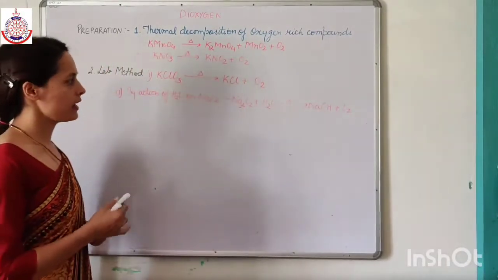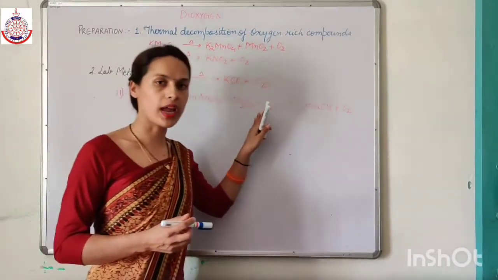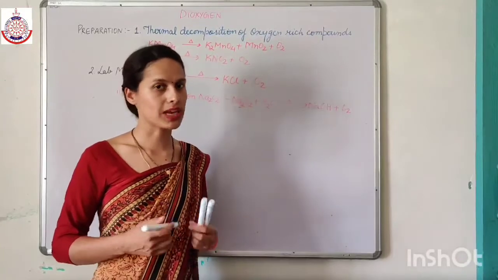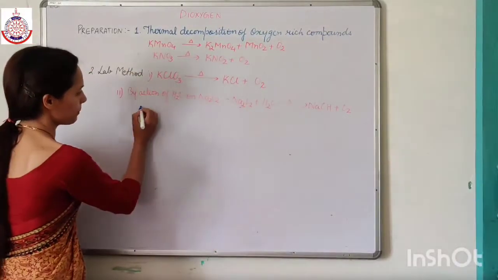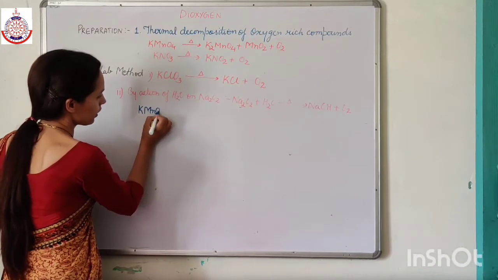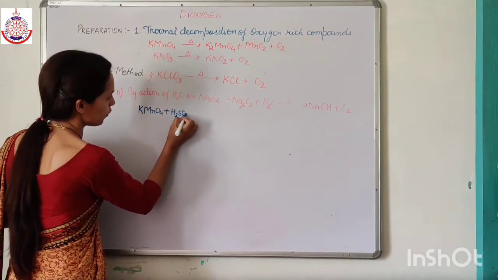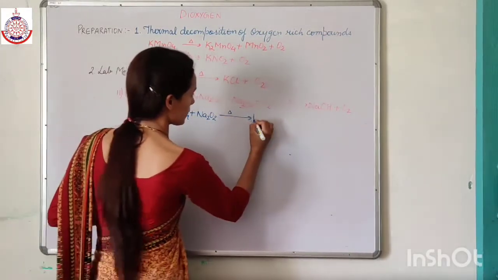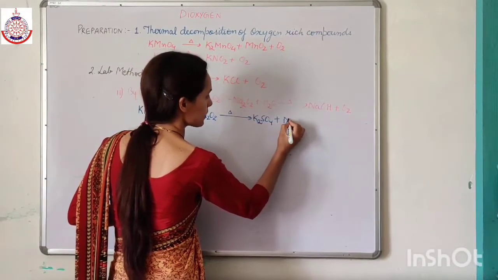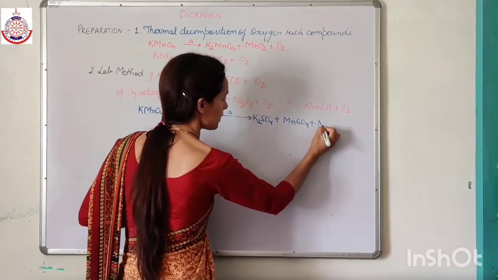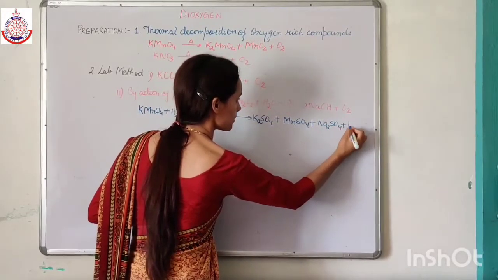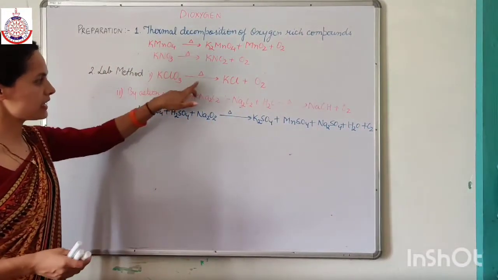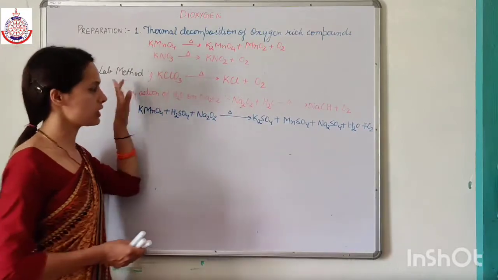We can also prepare dioxygen through Na2O2 by using potassium permanganate in acidic medium. The reaction is KMnO4 plus H2SO4 plus Na2O2. On heating it gives K2SO4 plus MnSO4 plus Na2SO4 plus H2O plus O2. So in this way, by these three methods, we can prepare dioxygen in our lab.